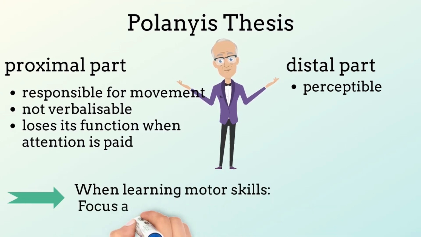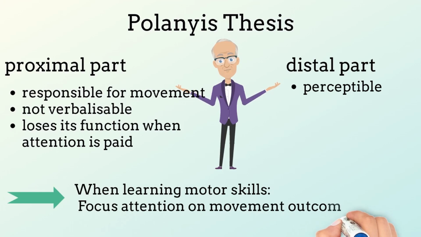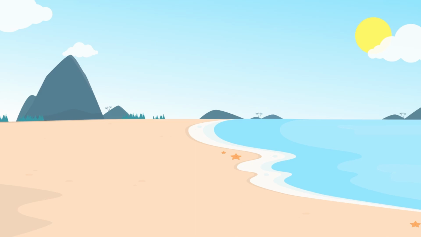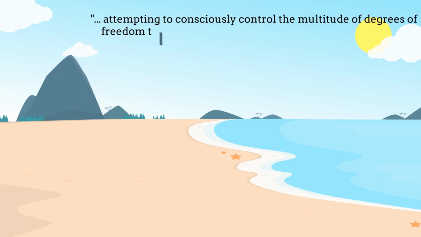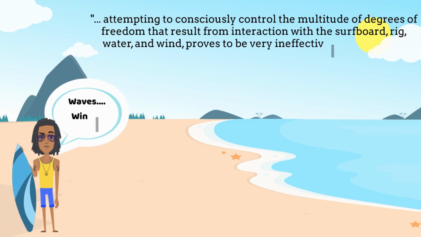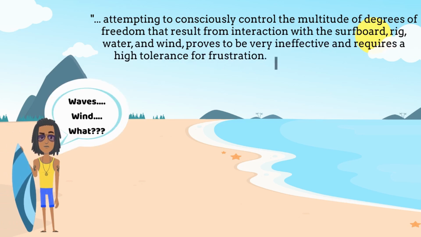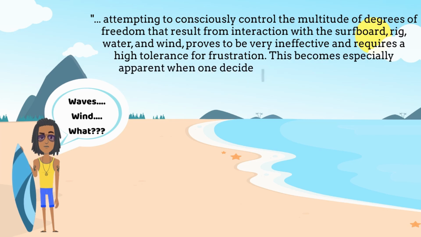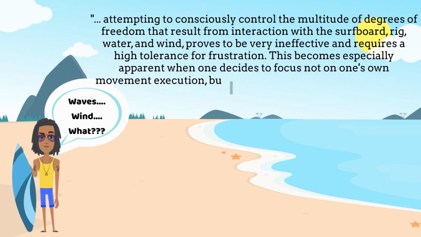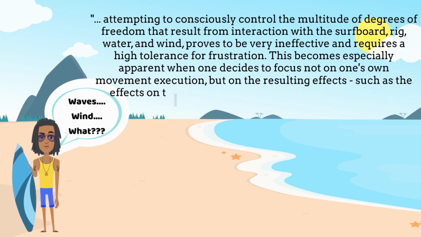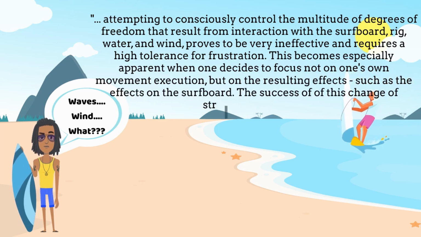It follows that for the learning of motor skills, in general, the focus of attention should be on the movement outcome, with the learner relying on how to use his body as a tool without having to understand how it works. Thus, in windsurfing, an example often outlined by Wulf, attempting to consciously control the multitudes of degrees of freedom that result from the interaction with the surfboard, rig, water, and wind, proves to be very ineffective and requires a high tolerance for frustration. This becomes especially apparent when one decides to focus not on one's own movement, but on the resulting effects, such as the effects on the surfboard. The success of this change of strategy is striking.